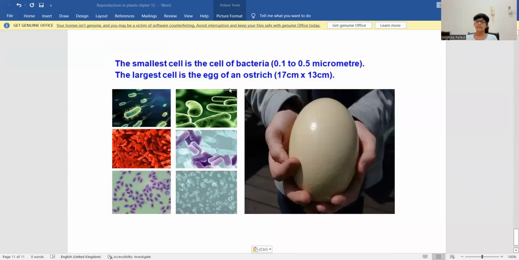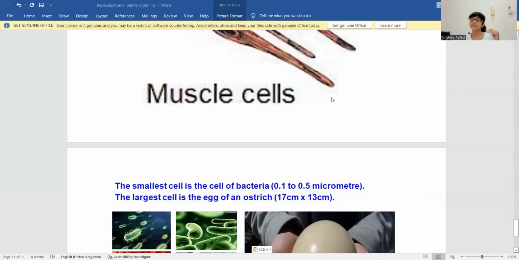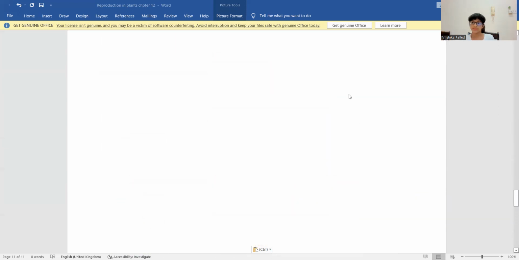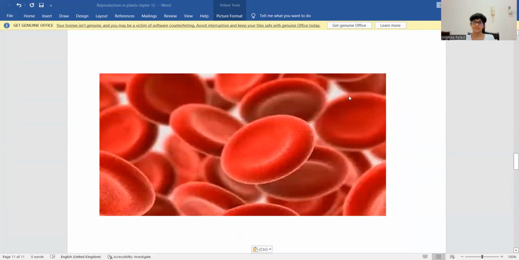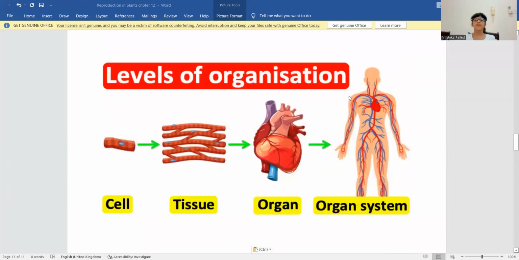Now, let us see the size of cells. But before we go to the size of cells, let us understand how a human body is made. Levels of organization. Our human body's first basic structure is a cell. Many similar kinds of cells join together to form a tissue. Similar kinds of tissues join together to form organs, and different kinds of organs form organ systems. Various organ systems form the human body.